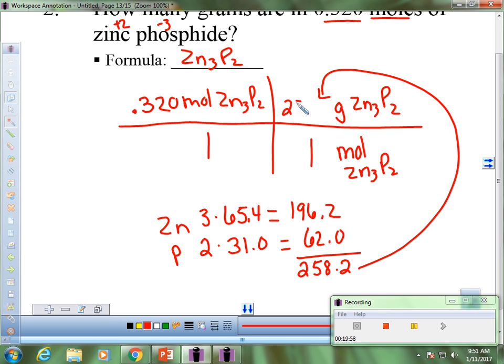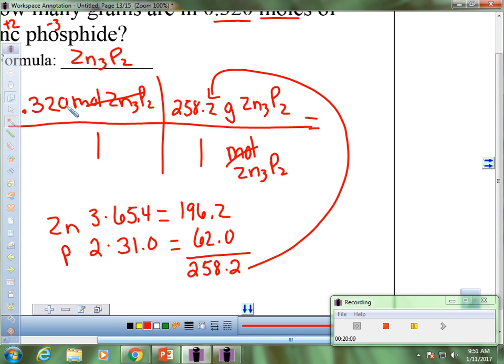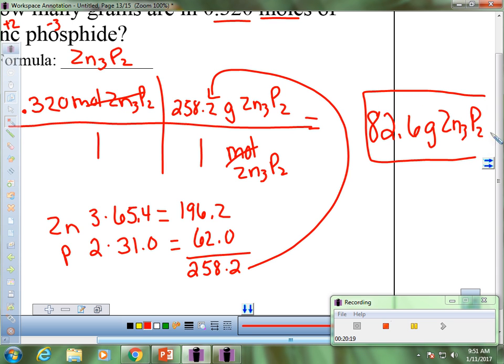258.2. And so this will cancel, and we're going to end up multiplying those numbers together. If we multiply those numbers together, 0.32 times 258.2, you will get an answer of 82.6 grams Zn3P2. And there's my answer. So you can see I started to write that a second ago.